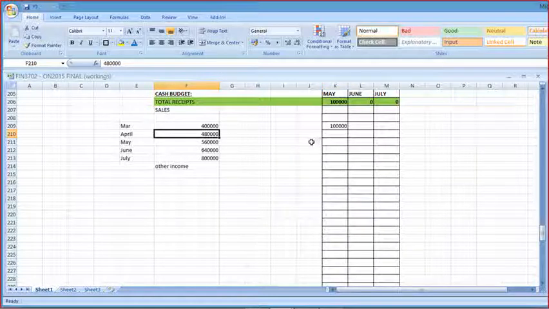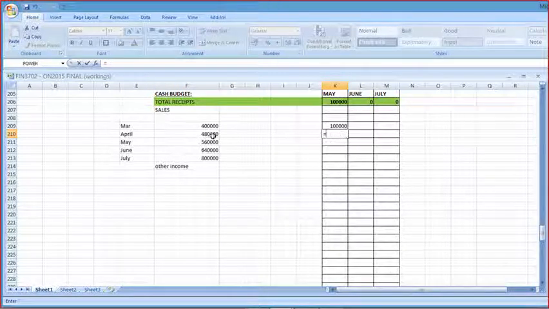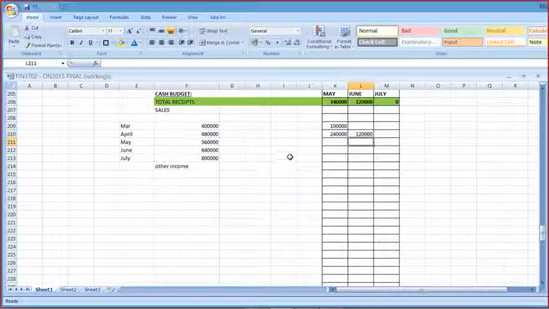Okay. April sales was 480. Do I collect any of that in May? Yes. How much in May? 50%. Exactly, half. Good. Okay, and then how much in June? In June will be 25%. Exactly. Good. Okay, next one.